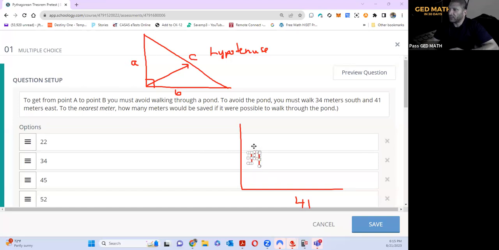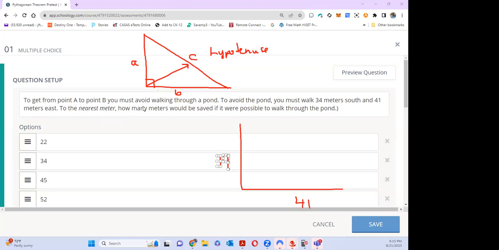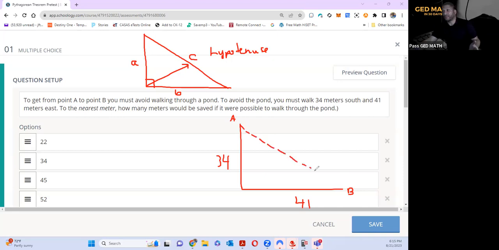Hold on, Mr. Tins. That doesn't look like a triangle to me. Remember, to get from point A to point B, we're going to call this point A and this point B. To get from here to here, when we draw that imaginary leg, we now have a right triangle where the hypotenuse is not known. So now we know to use the Pythagorean theorem.